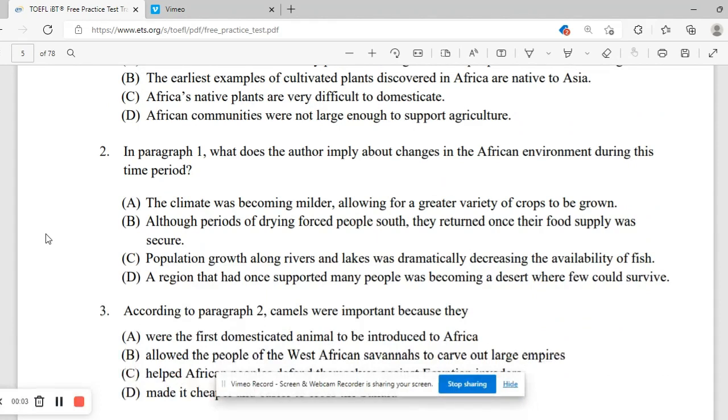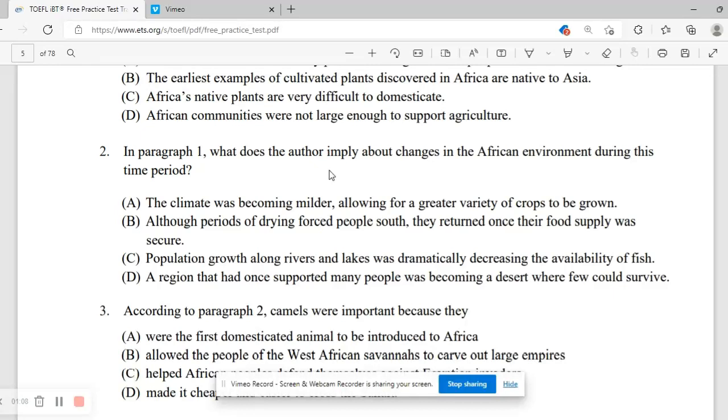Number two is asking: in paragraph one, what does the author imply about changes in the African environment during this time period? Here you might think that it started with what, so it's going to be a factual information question, but you have to watch out for the words. There are some keywords that you have to watch out for, and I'll go into detail about that. The word to watch out for here is imply, which indicates the question is going to be an inference type question. If you find words like imply or implies added to the questions, like you see up on the screen.